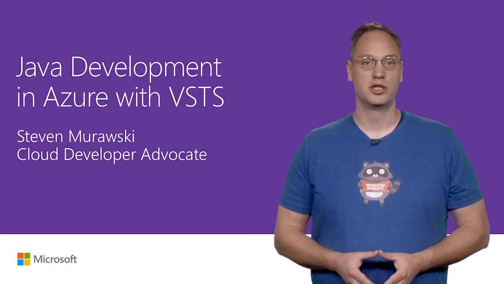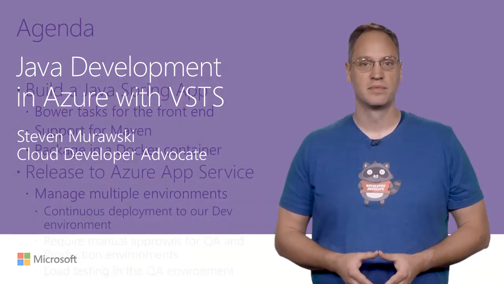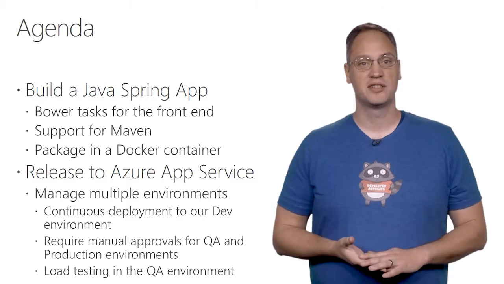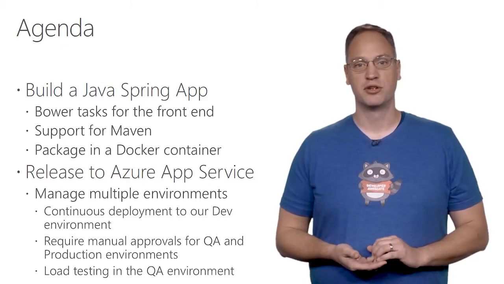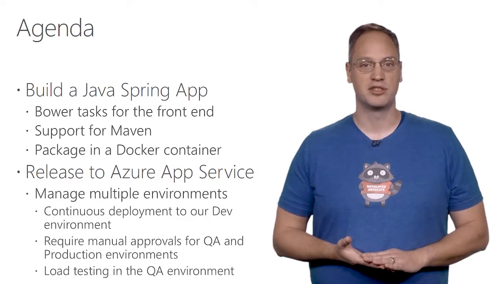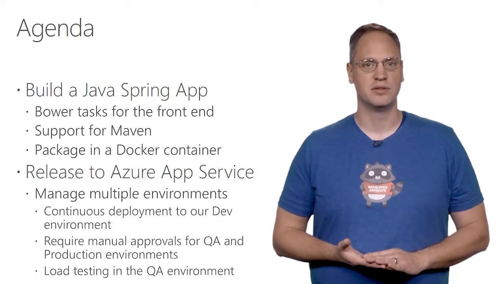In this video, I'm going to show you how VSTS can build and deploy your Java application into Azure. We will walk through a sample build and release pipeline for a Java Spring application. We'll build our application with VSTS, create a Docker container configured to run our application, and upload that application to a container private registry. Then we'll see how VSTS supports Maven builds, report unit test results and code coverage, and enables containerization of our application.